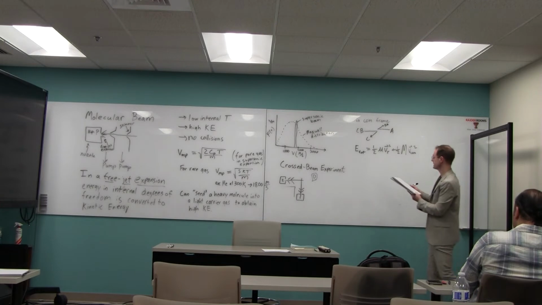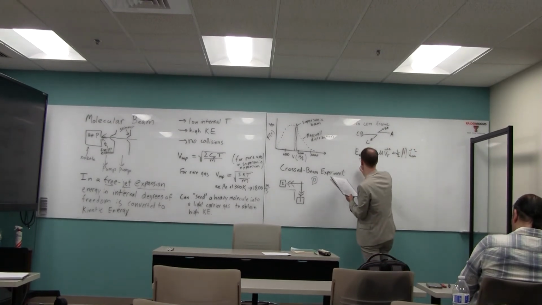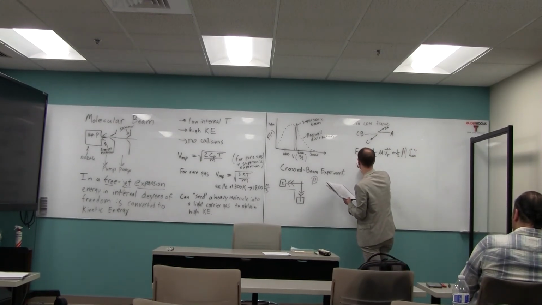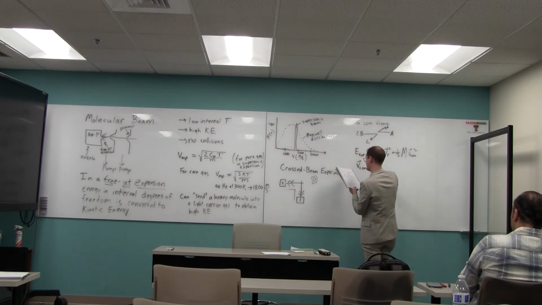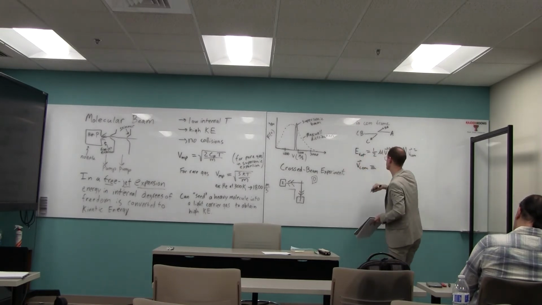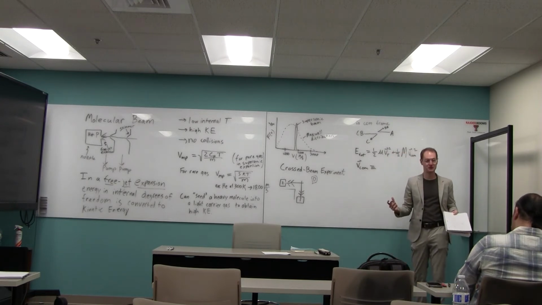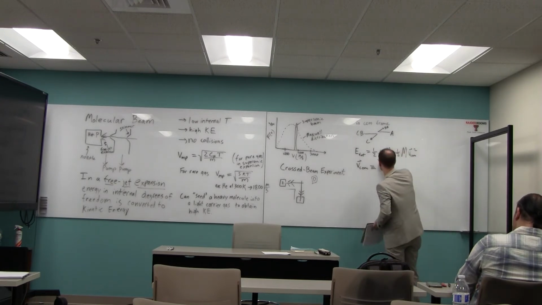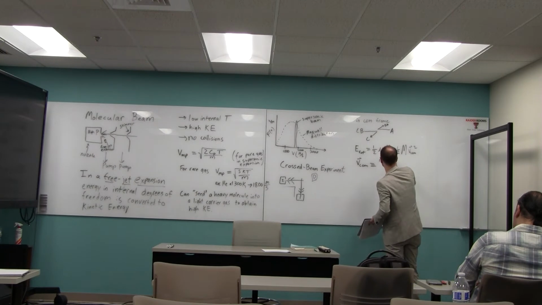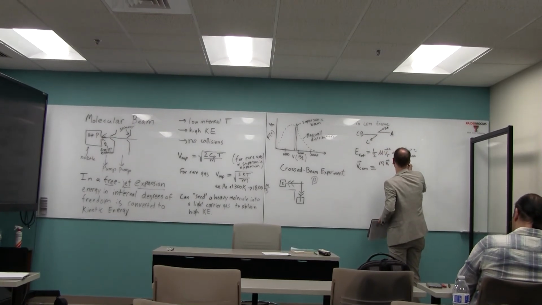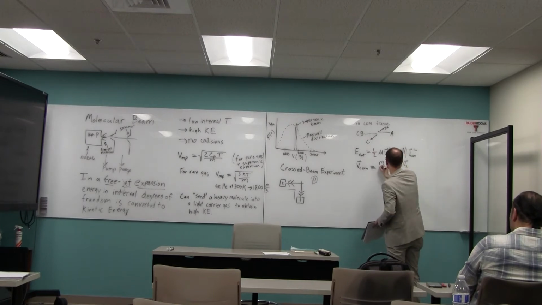Okay, and this center of mass velocity, by definition, is basically the weighted average of the velocity of the two particles that are colliding. So it's the mass of particle 1 times the velocity vector of particle 1, plus the mass of particle 2 times the velocity vector of particle 2, divided by the total mass.